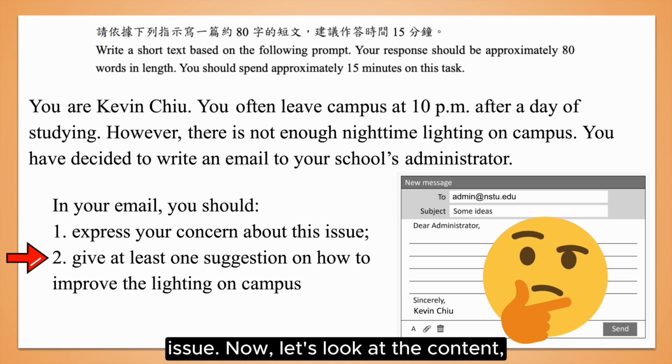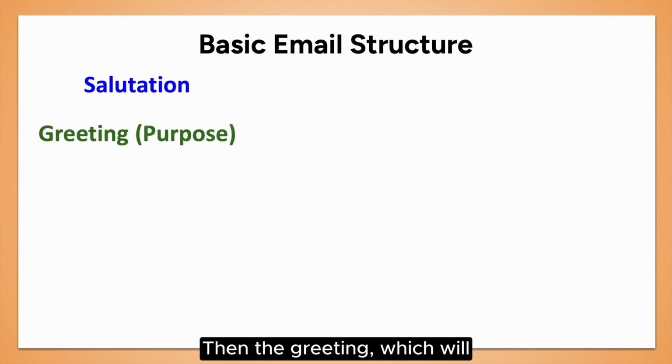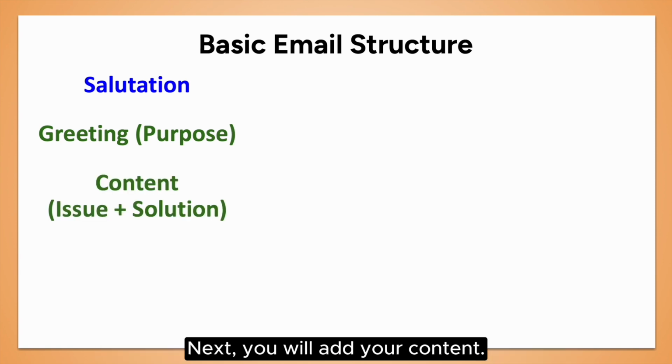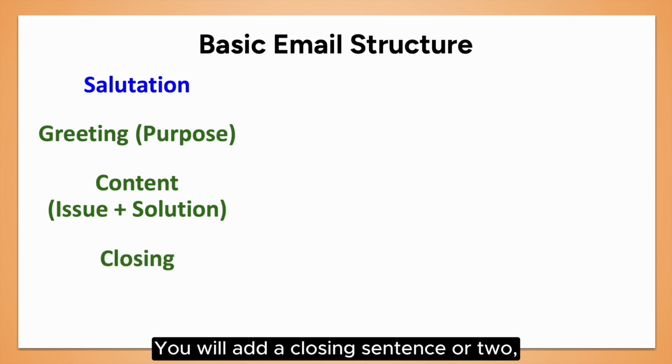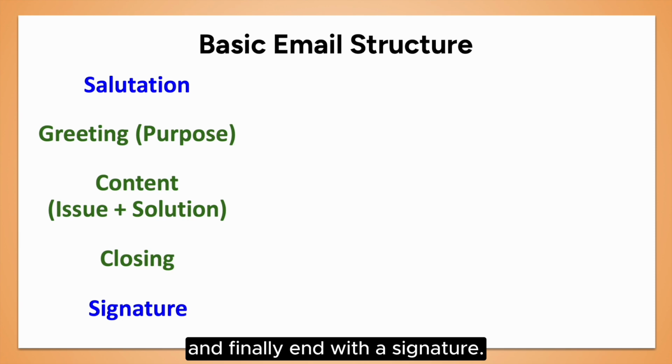Now let's look at the content, what you would write for your paper. First, you'll begin with a salutation. Then, the greeting, which will share the purpose of why you are writing this email. Next, you will add your content. In this email, you will talk about the issue and a possible solution or suggestion to solve the issue. You will add a closing sentence or two. And finally end with a signature.